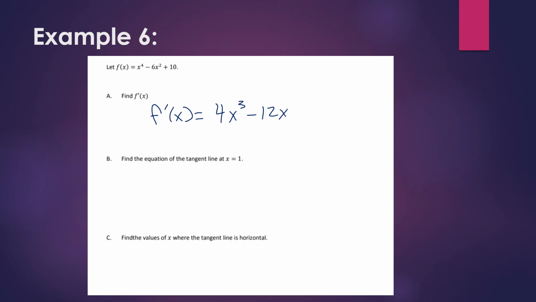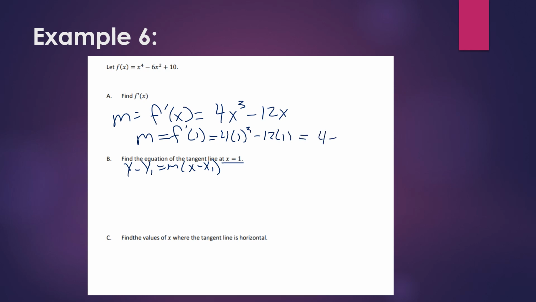So to find the equation of a line, I can use y minus y1 equals m times x minus x1. So I know the x value, but I don't know y and I don't know m. But if you remember, the derivative is the slope. So if I want to know what the slope is when x equals 1, let's do f prime of 1, which will give me 4 times 1 cubed minus 12 times 1, which is 4 minus 12, which equals negative 8. So my slope is negative 8.